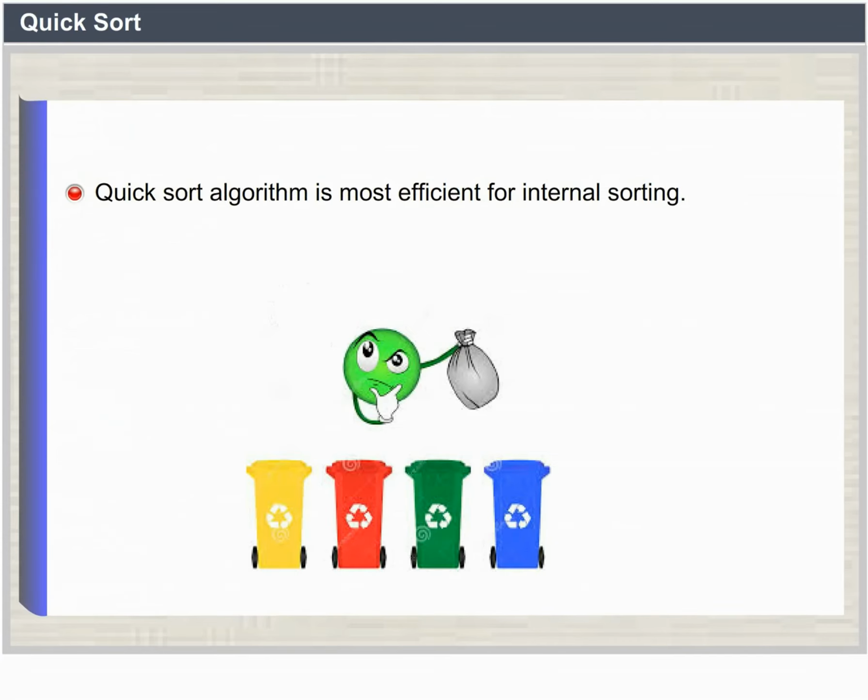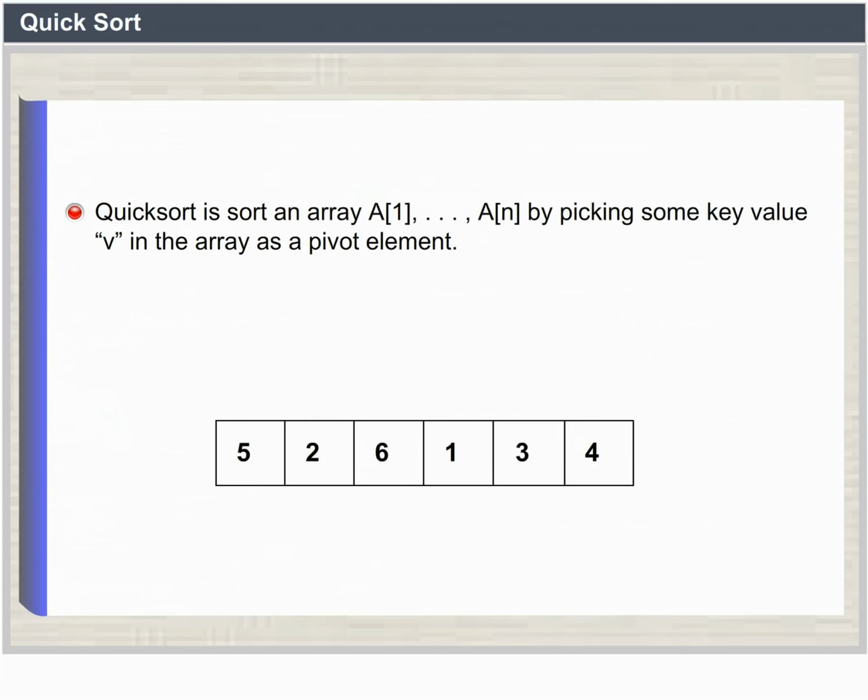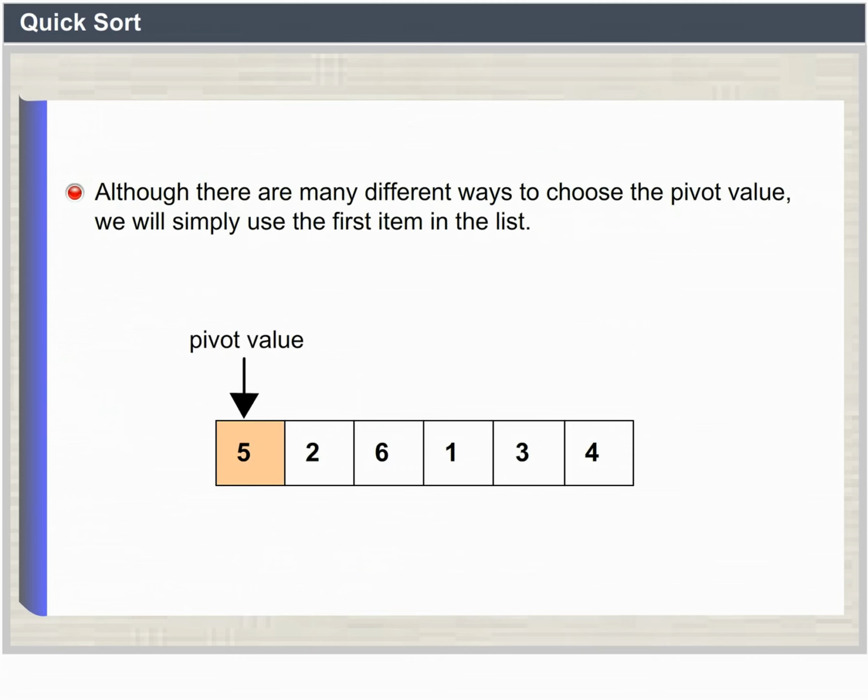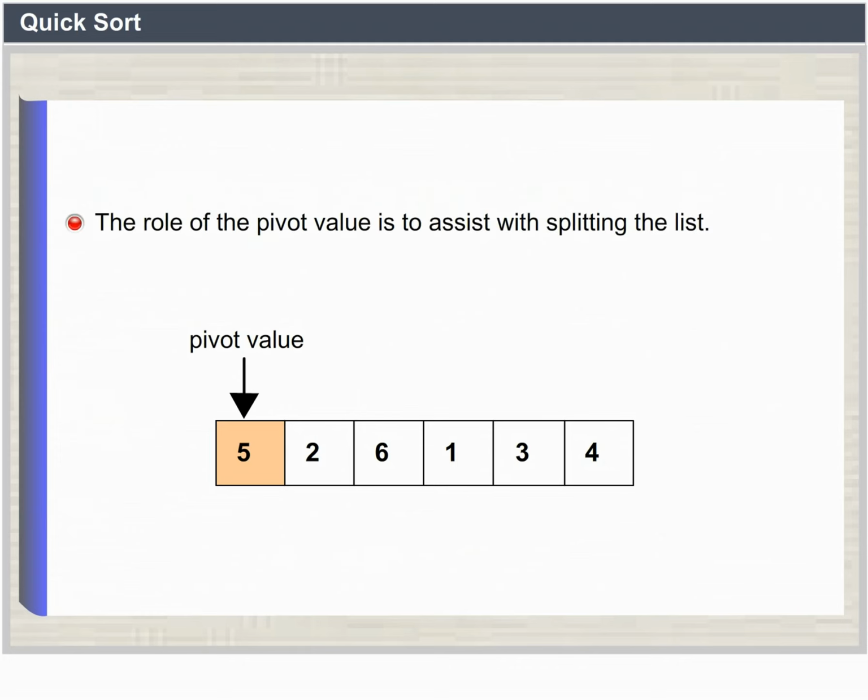Quicksort. The quicksort algorithm is most efficient for internal sorting. Quicksort sorts an array A of 1 to A of n by picking some key value v in the array as a pivot element. Although there are many different ways to choose the pivot value, we will simply use the first item in the list. The role of the pivot value is to assist with splitting the list.